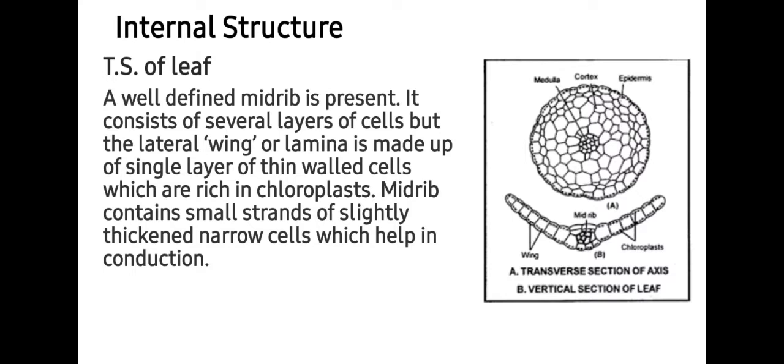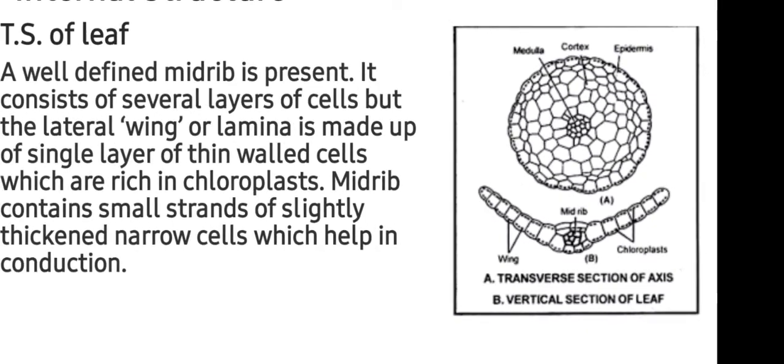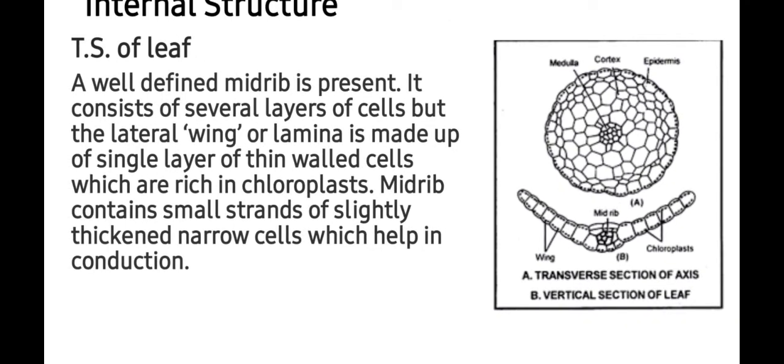Next is internal structure. First is TS of stem. A well-defined midrib is present. It consists of several layers of cell, but the lateral wings or lamina is made up of single layer of thin-walled cell which are rich in chloroplast. As you can see in this image, there is prominent midrib and wings. They consist of chloroplast. Midrib contains small strand of slightly thickened narrow cells which help in conduction.